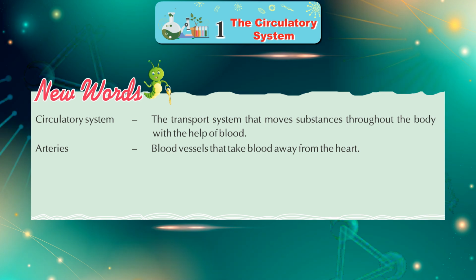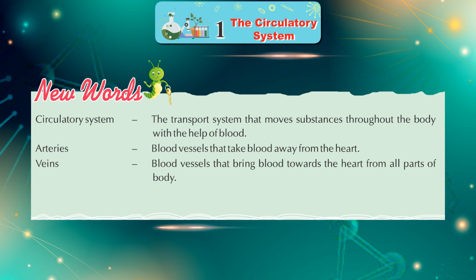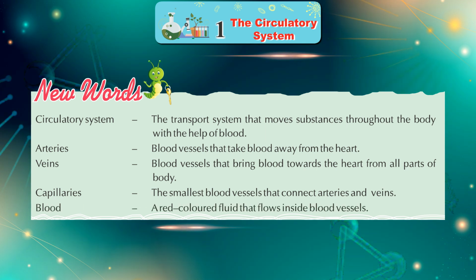Arteries: blood vessels that take blood away from the heart. Veins: blood vessels that bring blood towards the heart from all parts of body. Capillaries: the smallest blood vessels that connect arteries and veins. Blood: a red-colored fluid that flows inside blood vessels.